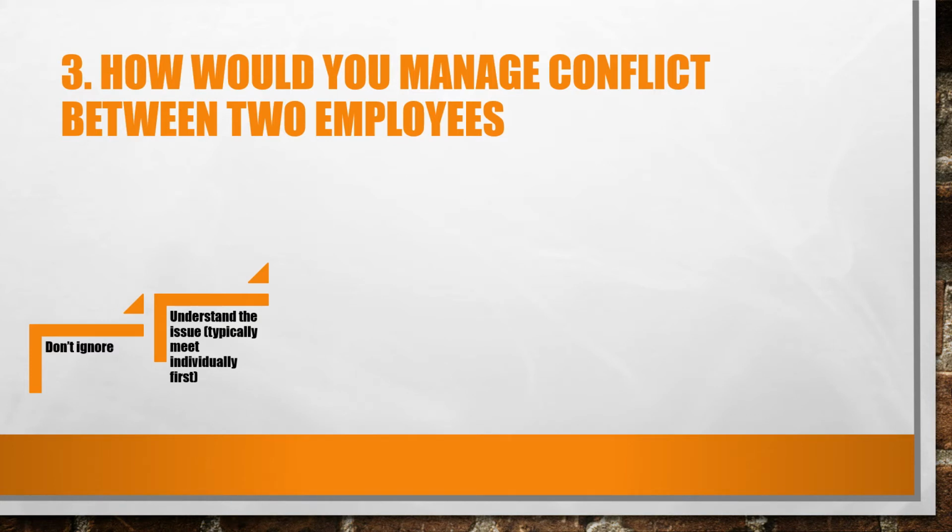So the first thing you say in the interview is that you need to have a clear understanding of the issue. And typically that would mean that you would meet each of the employees individually, because that gives them the opportunity to explain exactly what their side of it is in an environment where they feel listened to and can talk freely. The next thing you say is that your role is to facilitate and lead a resolution, that your job is to do something to fix it.